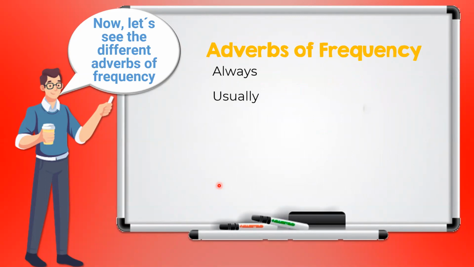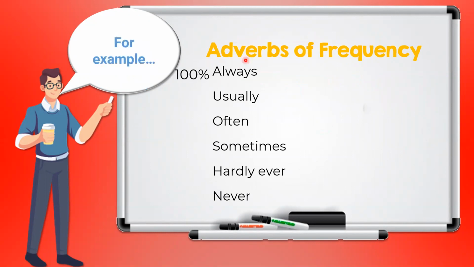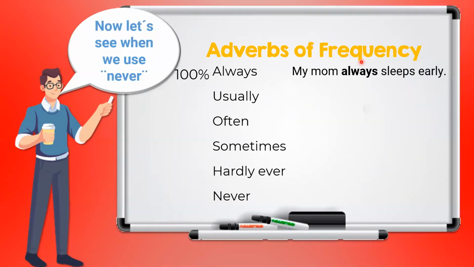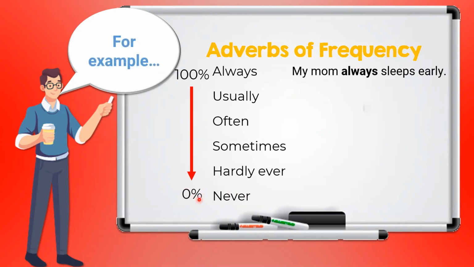Always, usually, often, sometimes, hardly ever, and never. You use always when you do an action very often, almost every day. For example, my mom always sleeps early. Now let's see when we use never. We use never when you do not do an action at all. For example, I never use my cell phone in class.